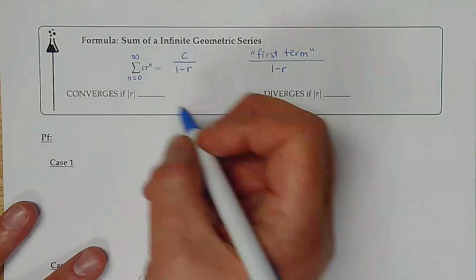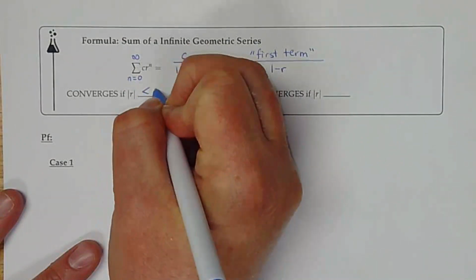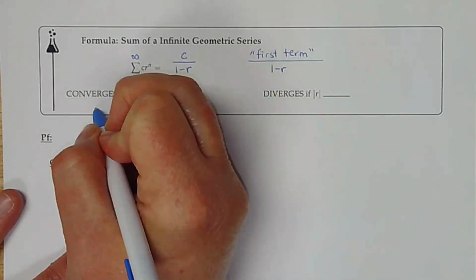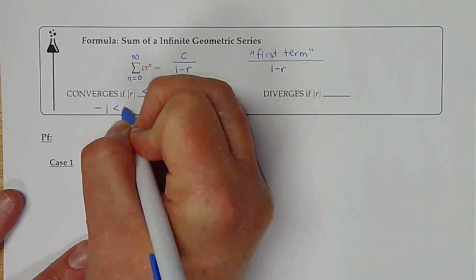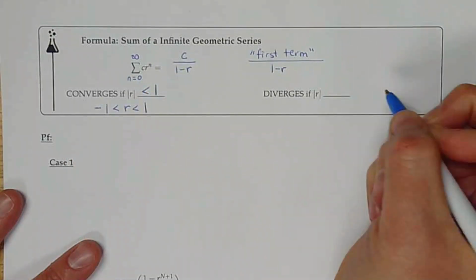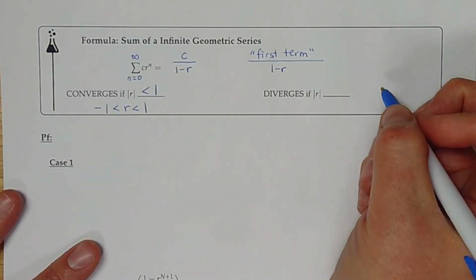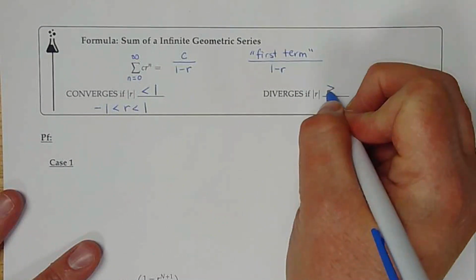It will converge if the absolute value of r is less than 1. So we would be looking for values of r between -1 and +1. And it diverges if the absolute value of r is greater than or equal to 1.